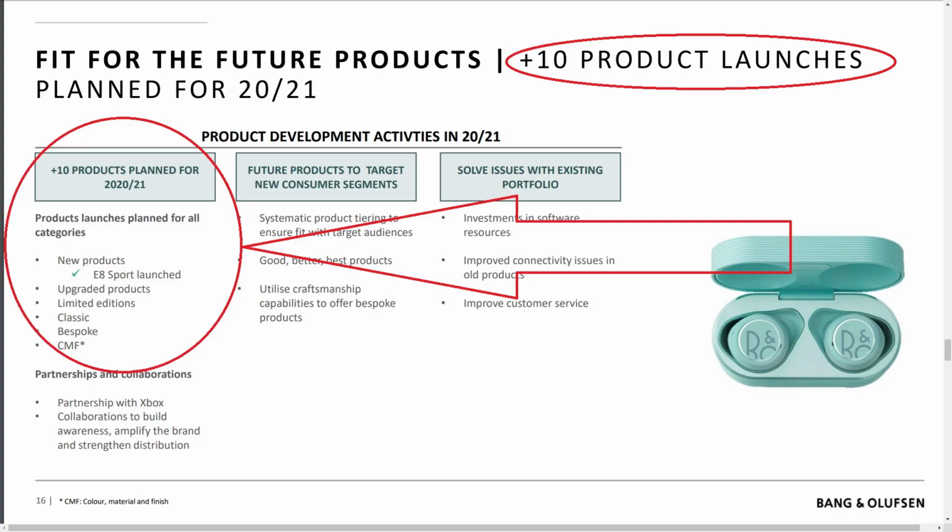And first, the official good news. After a cash boost from shareholders, things are looking up for B&O. B&O's webcast presentation to shareholders this week was launched on their website, and it shows 10 or 10 plus product launches planned for the coming 12 months for their financial year 2020 to 2021.